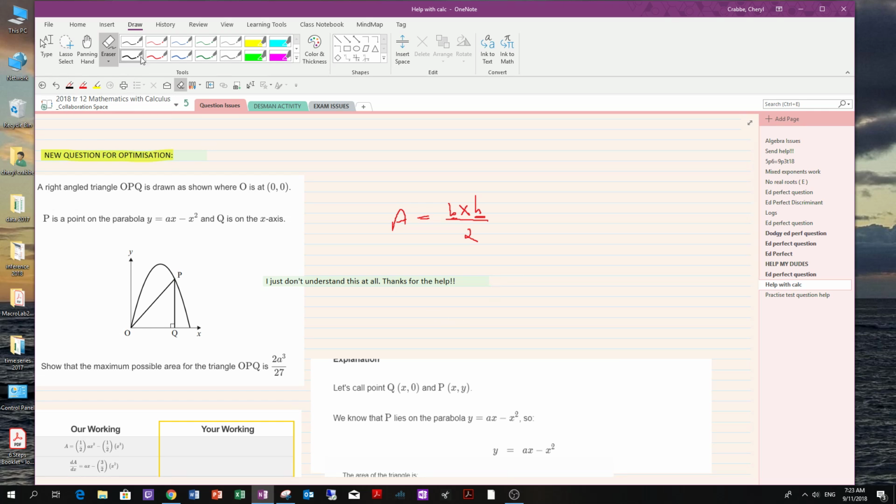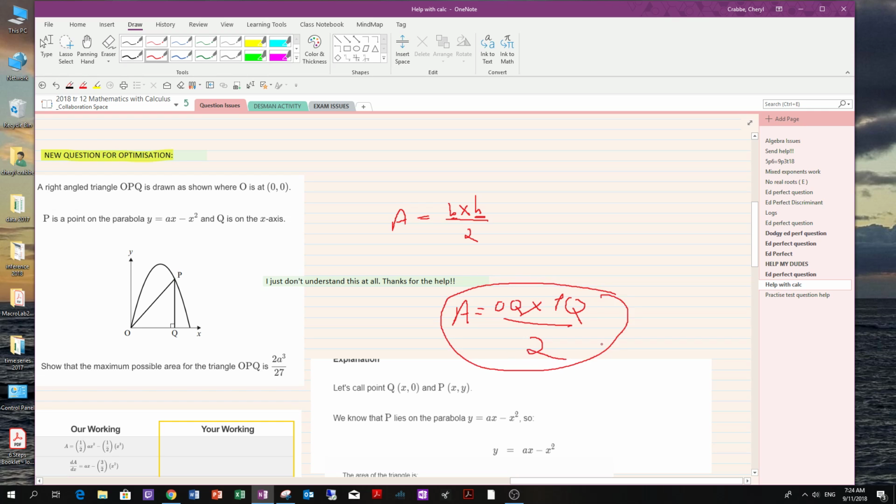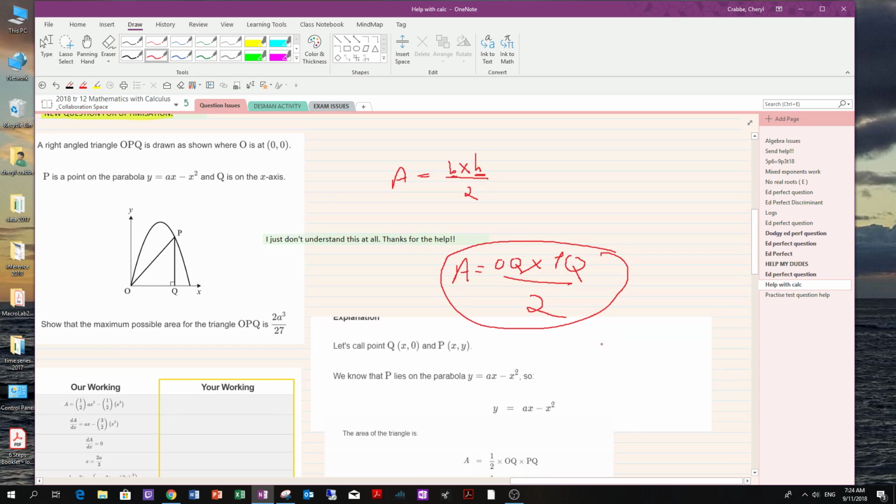if we use area, and we know the base is OQ times PQ. Excuse me, I don't have my pen. But it's like this, right? I mean, that's what it is, basically. So the thing is that we've got to put Q and P in terms of X and Y, which is not a big deal. I mean, really, we can do this quite easily.